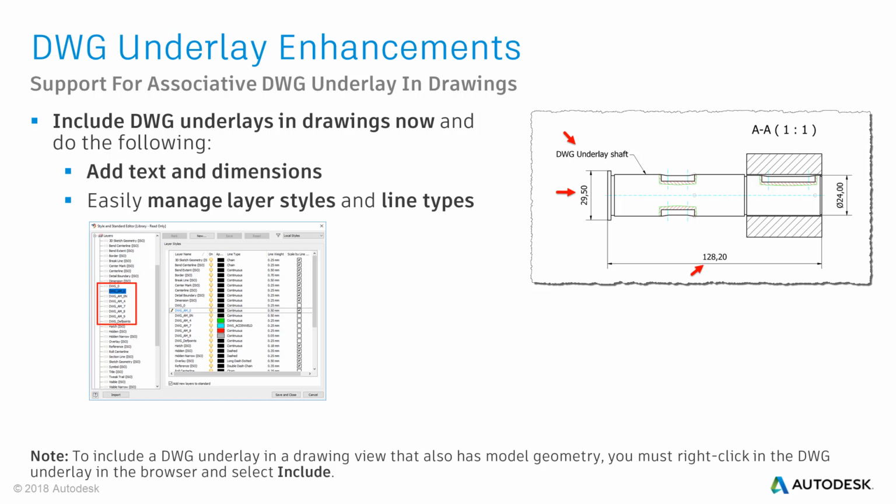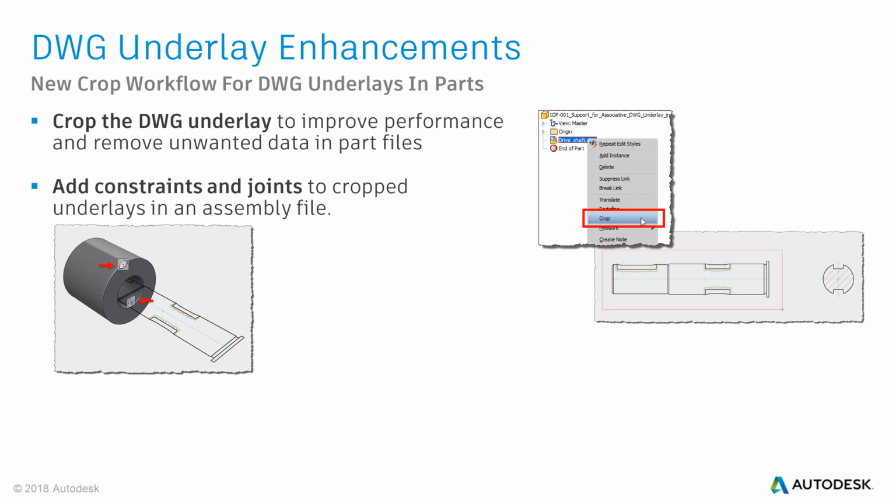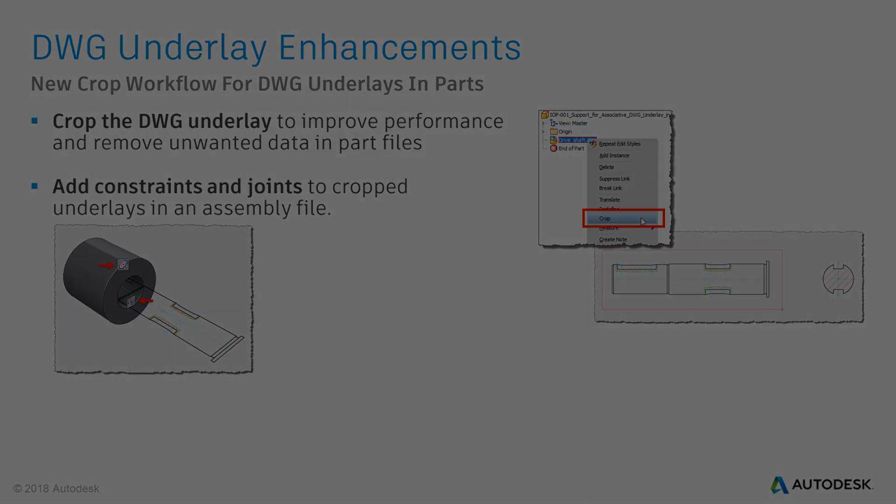That means changes made to the DWG file itself by using AutoCAD, for example, lead to changes in the DWG consuming Inventor file, but associatively updates the Inventor drawing file. Additionally, you can crop a DWG underlay to improve performance and remove unwanted data in part files. Cropping allows you to focus on the relevant design area when you are working with a large DWG file. In the Inventor assembly environment, you can add constraints and joints to cropped underlays as well, and use such geometry to combine 2D DWG underlays with 3D model geometry.